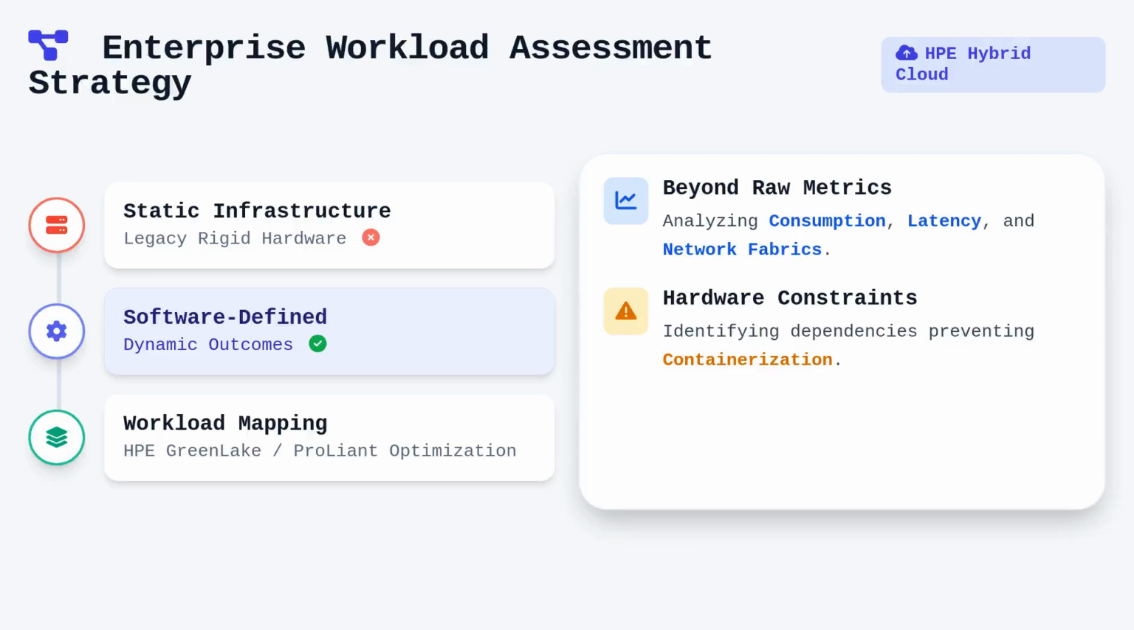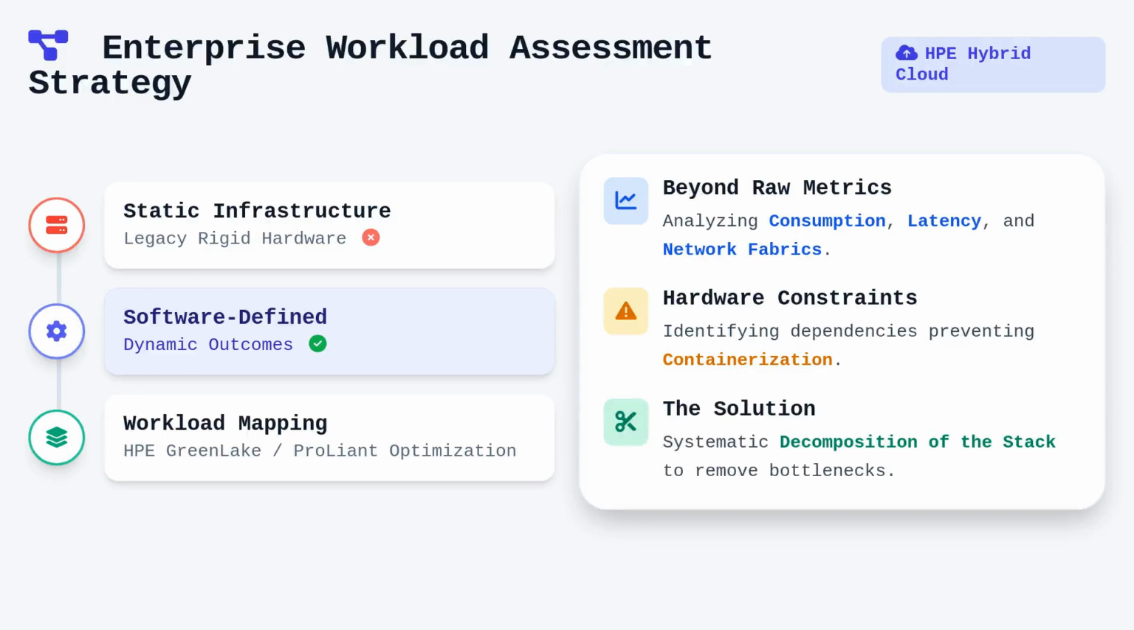For example, legacy applications might have specific hardware dependencies that prevent them from moving immediately into a containerized environment, requiring a methodical decomposition of the application stack. We prioritize understanding these throughput limits and latency sensitivities to ensure the target environment does not become a bottleneck during or after integration.